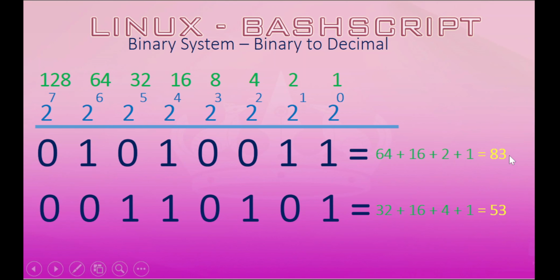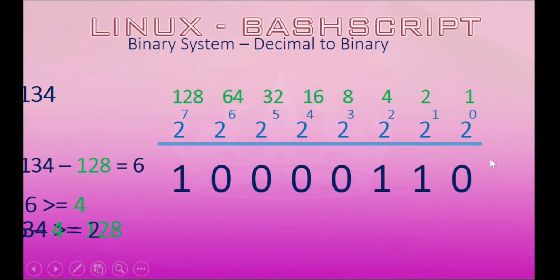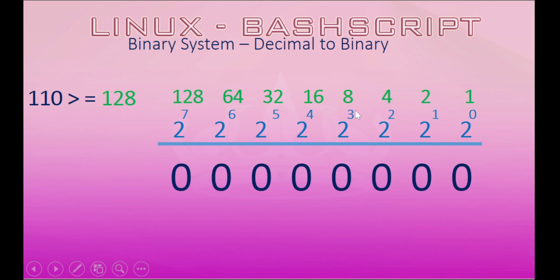So let's say you have the decimal number, okay, and you need to get the binary value of this decimal number. So let's say you have a number 110. So is 110 greater than 128? No. In other words, we cannot subtract 128 out of 110. So we need to get to the next number right below 128, which is 64. Okay, so 64 is less than 110. In other words, we can do 110 minus 64.